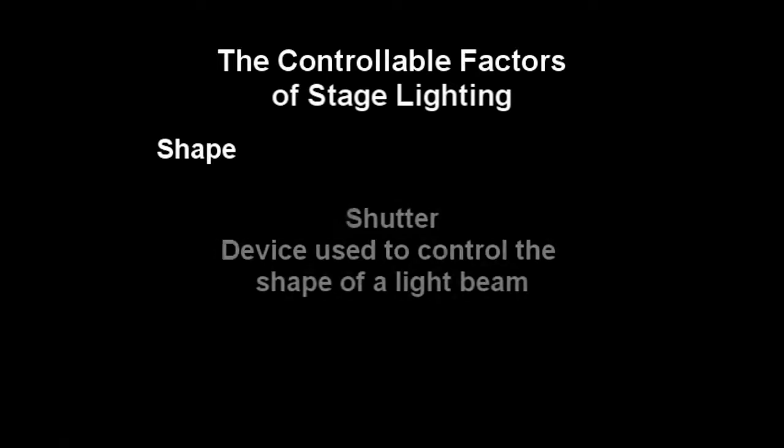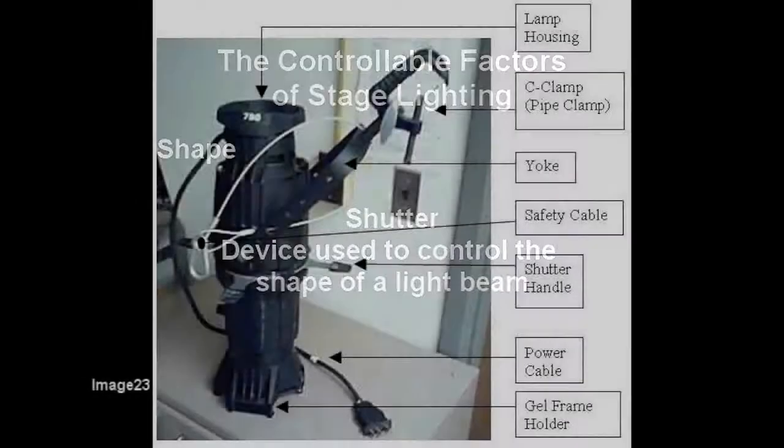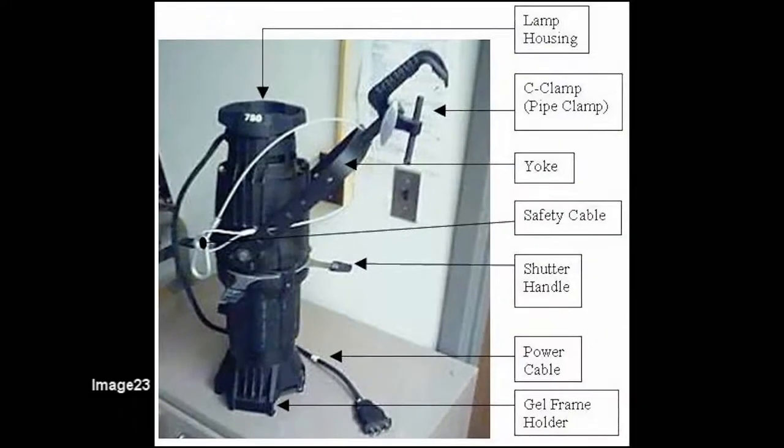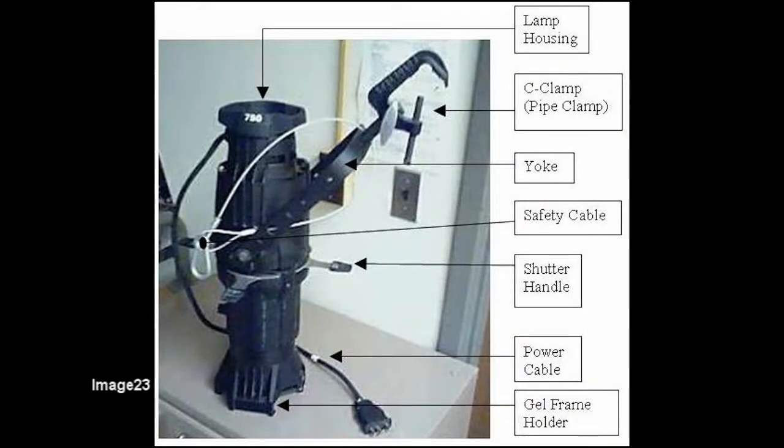One of the ways to control the shape of light is through the use of shutters. Some instruments, like the ellipsoidal spotlight, have shutters installed in the instrument themselves. These are typically used to change the shape of the spot so that the light will not spill onto an element of the stage that would cause the light to be distracting.